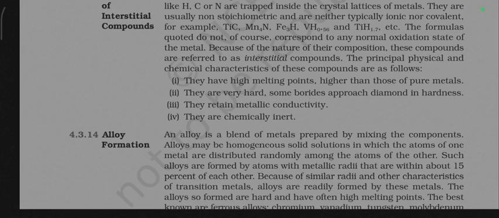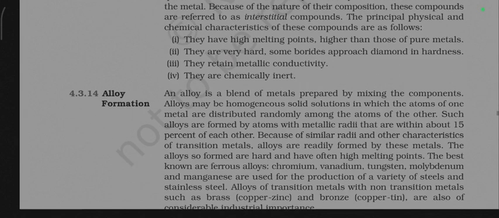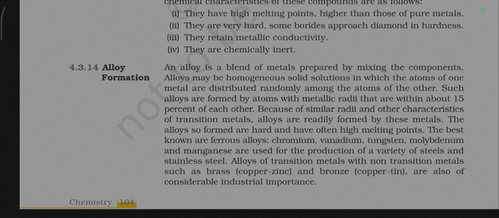The principal physical and chemical characteristics of these compounds are as follows. They have high melting points, higher than those of pure metals. They are very hard. Some borides approach diamond in hardness. They retain metallic conductivity. They are chemically inert.